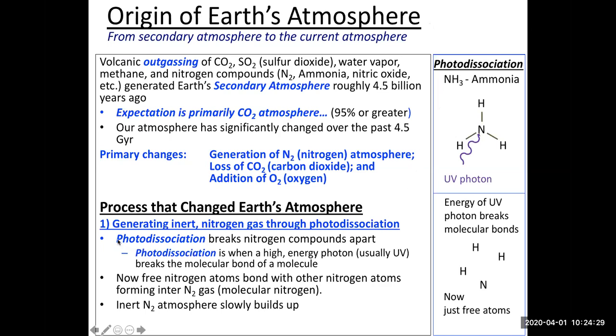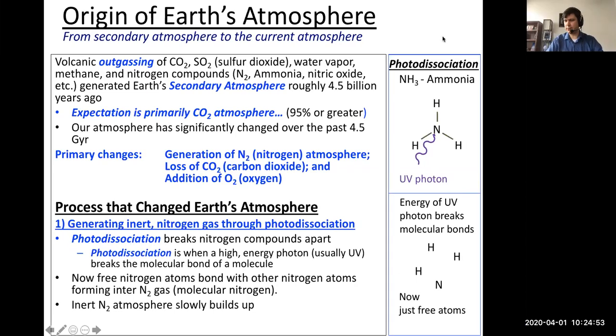Let's break it down. We have photo, referring to photons, referring to light, and dissociation, meaning if things are together, you're going to break them apart and send them on their separate ways. So photodissociation, another way to think about this, is breaking apart of molecules using light. So I hopefully have a little demonstration here that will help out.